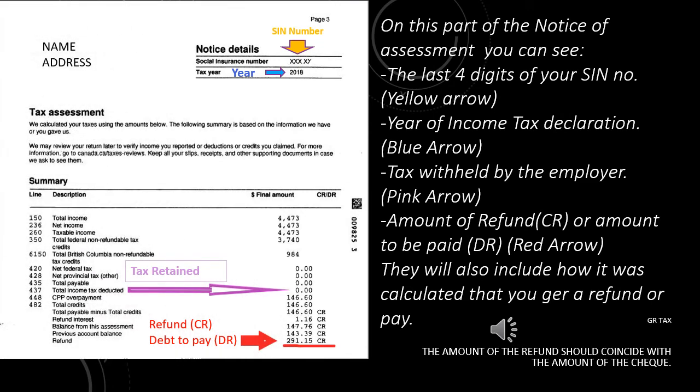On this part of the notice of assessment, you can see the last four digits of your SIN number, yellow arrow, year of income tax declaration, blue arrow, tax withheld by the employer, pink arrow, amount of refund, CR, or amount to be paid, DR, by the red arrow. They will also include how it was calculated that you get a refund or pay. The amount of the refund should coincide with the amount of the check.